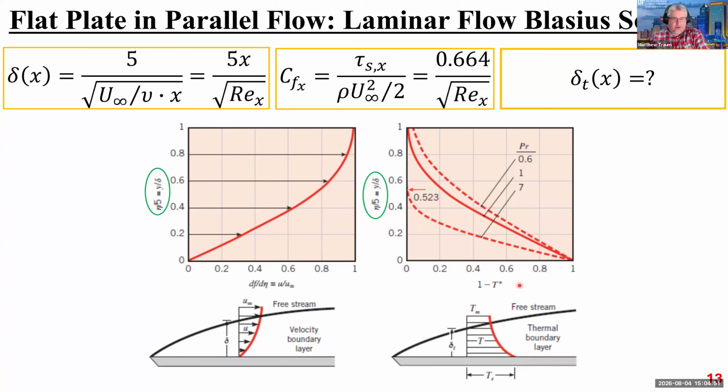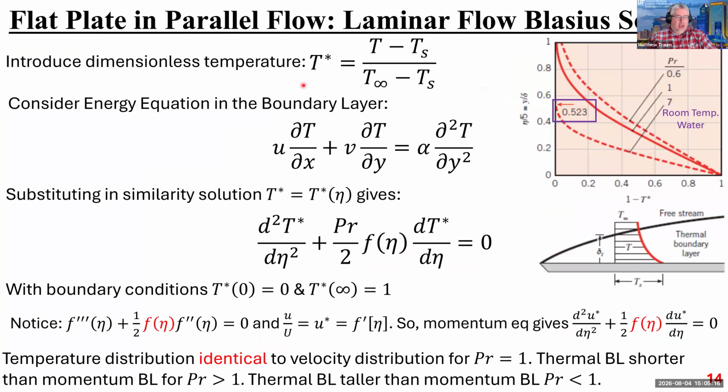The other thing that's different, which I'll point out, is that this curve, the thermal boundary layer curve, is a function of the Prandtl number, whereas there was just one curve for the velocity profile. There are infinitely many curves for the thermal profile, and each one of those is a different function of the Prandtl number. So we'll get into this in a second.